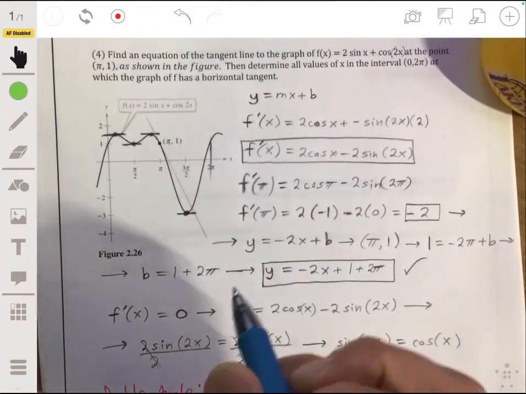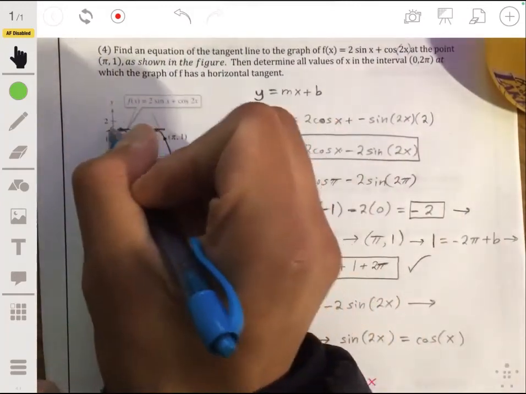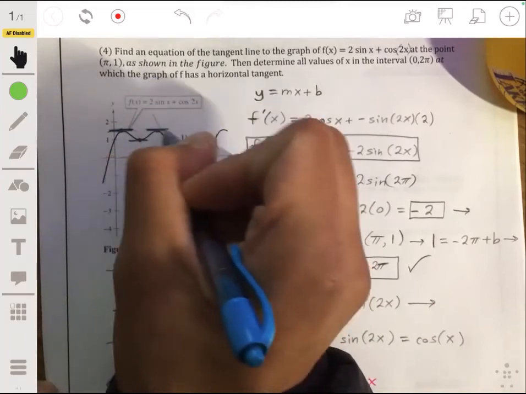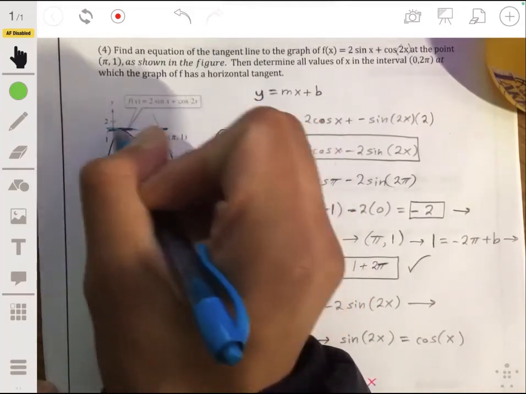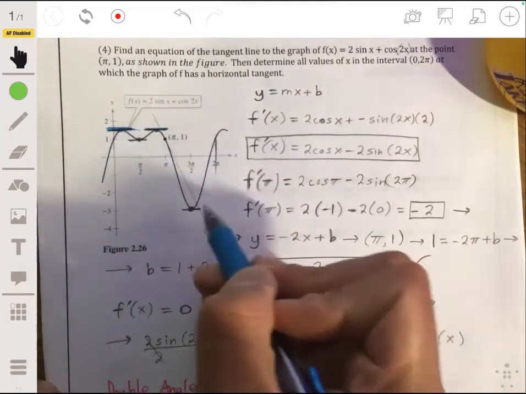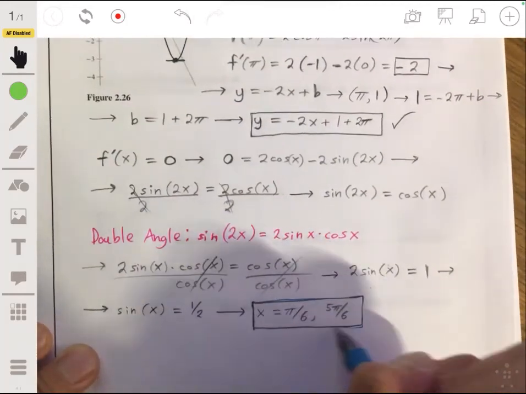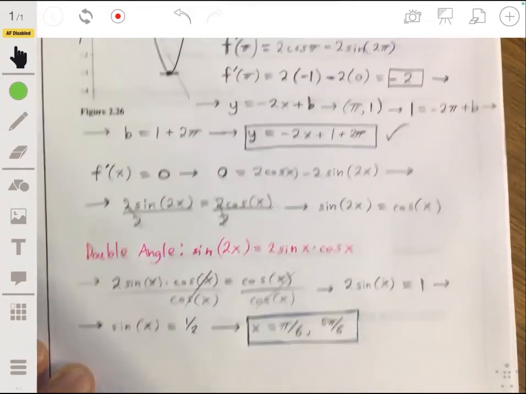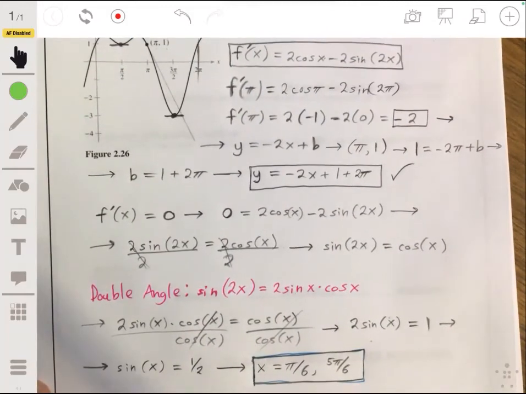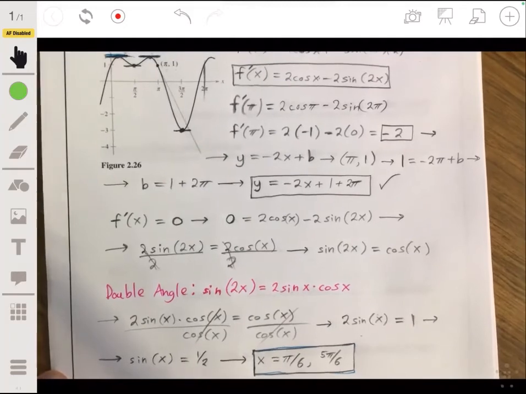Now, that essentially takes care of these 2 points, but that'll be this one right here. We still need 2 other ones. We still need this one and this one. So how do we figure those ones out? Well, let me zoom out a little bit so you can see the whole thing.